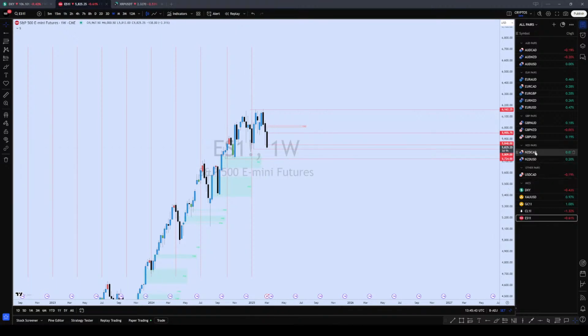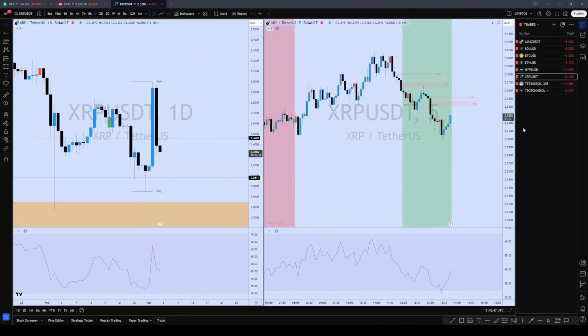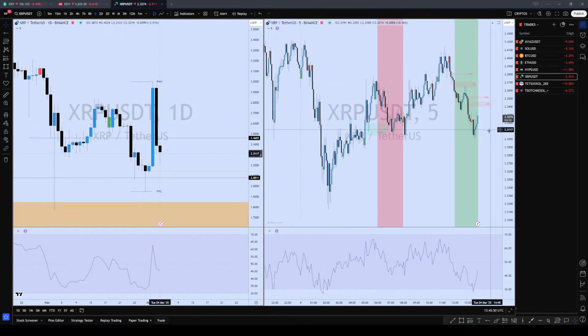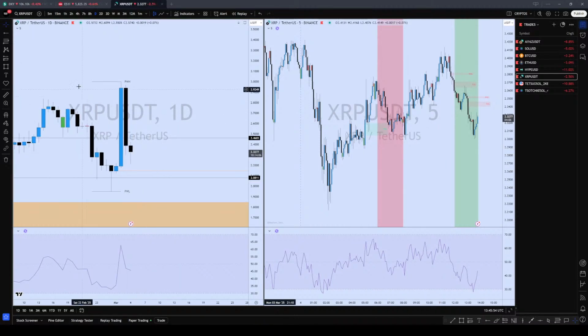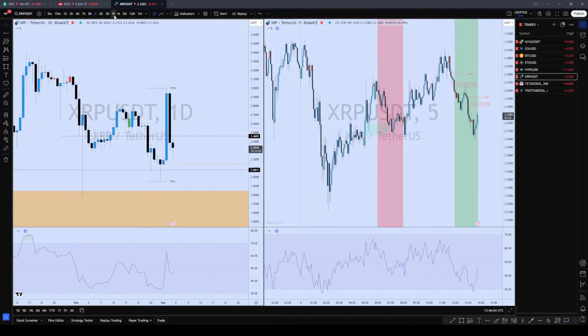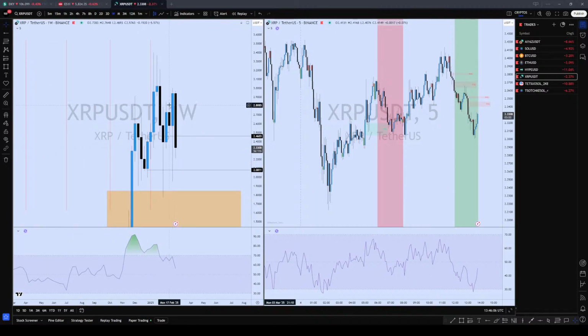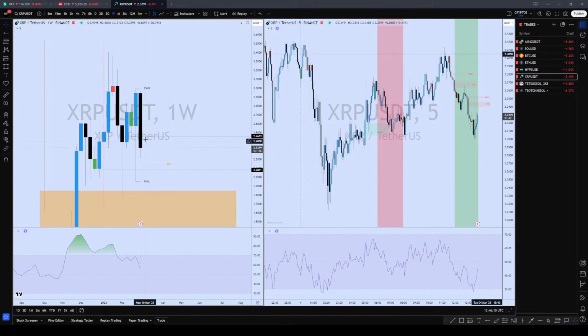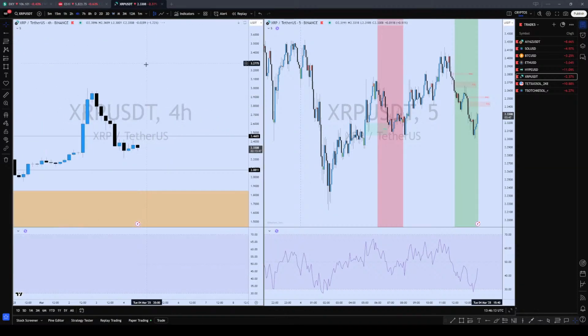Okay, let's move on to cryptos. Okay, so I think I have XRP here. XRP, I think I said I'm bullish. I like the rejection below the previous month low. I like the close above the previous candle's high on the weekly. I just don't like the pullback. Okay, but on the H4 it looks good.